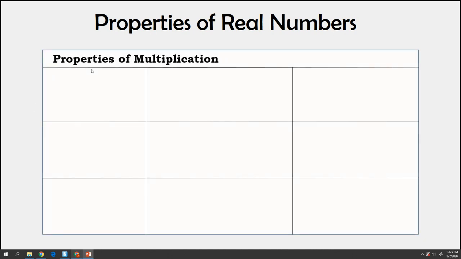Let's finish up some of our properties. Let's look at multiplication properties. So we got 3 of them here. The first one's a multiplicative identity. It's the same concept as the additive identity.